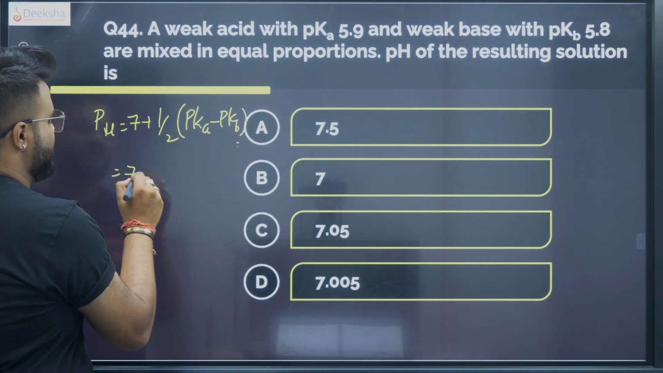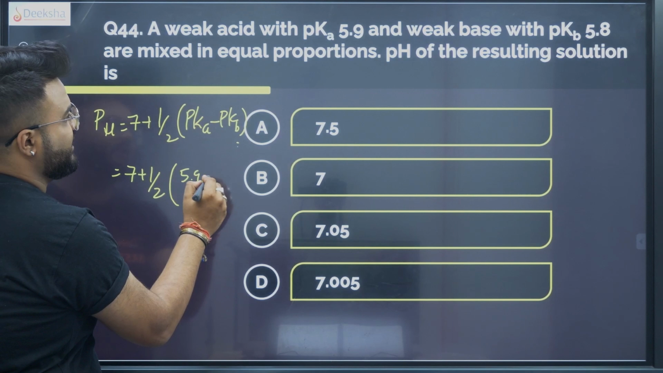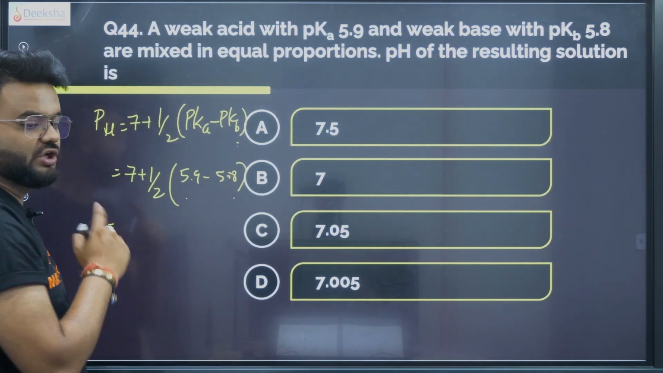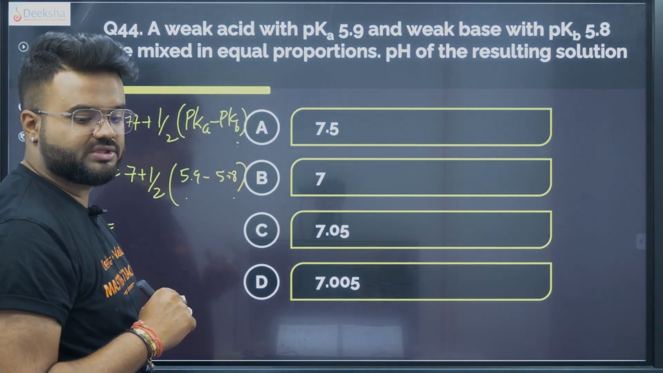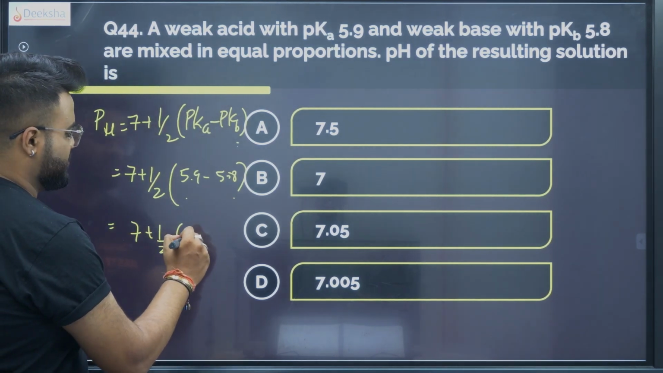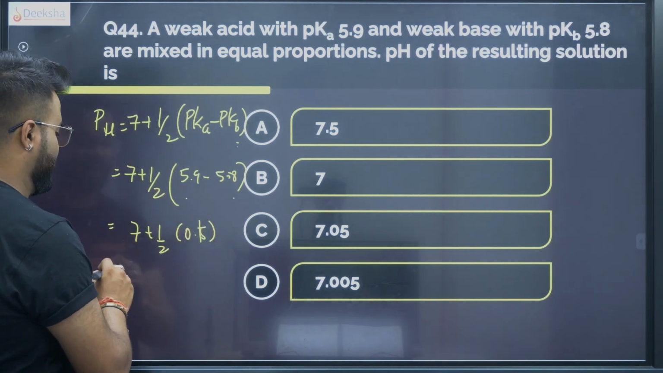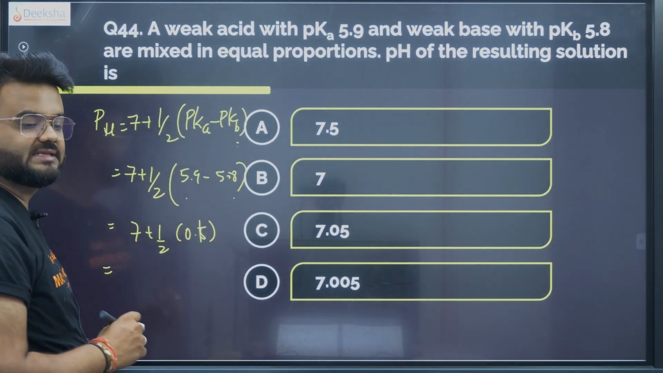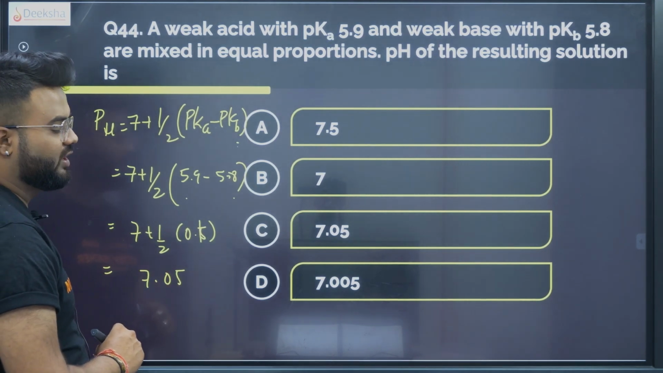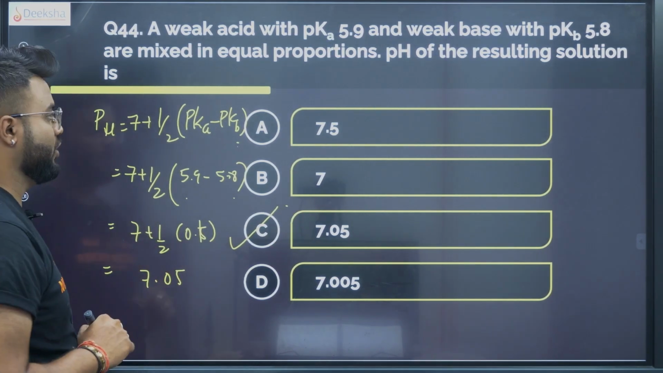Now 7 plus half of pKa, which is 5.9, minus 5.8. When you solve this, what do you get? 7 plus half into 0.1, and you get your answer as 7.05. Therefore, option C will be your correct answer.